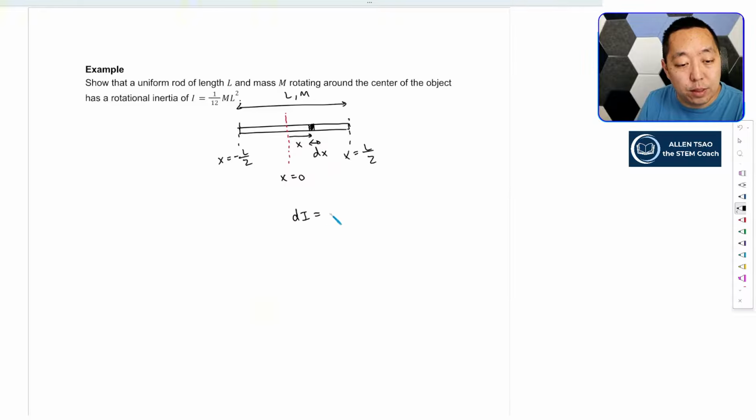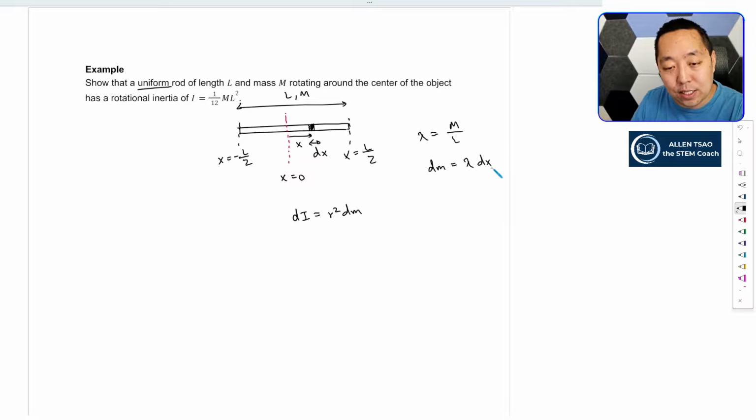Then we ask, what is the contribution of that little piece? It is r squared dm. What is the mass of that little piece? Well, it's a uniform density, which means our density is just mass divided by length. Then the dm is going to be just like we did with center of mass. If you want to review the center of mass calculations with integrals, you should go look at that. It's the density times how long it is, which in this case is dx. So it's m over L dx.